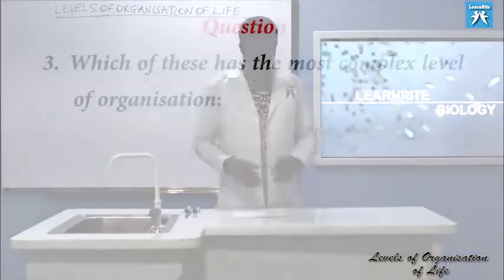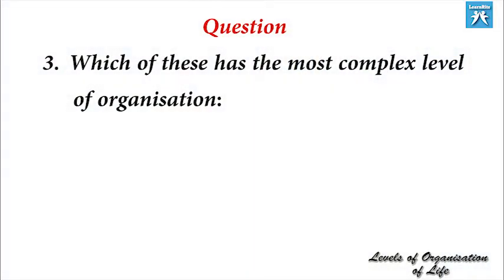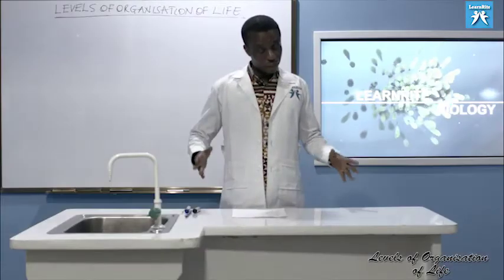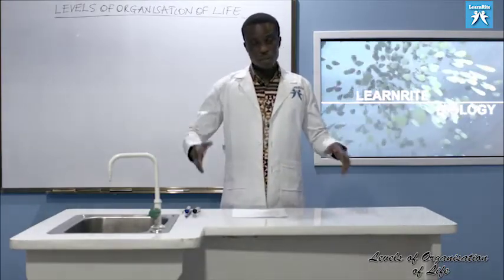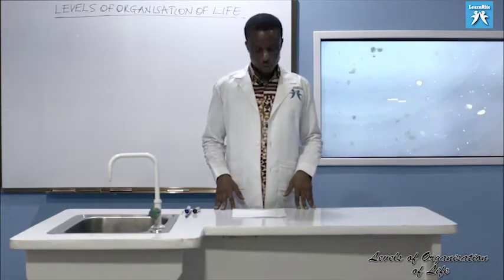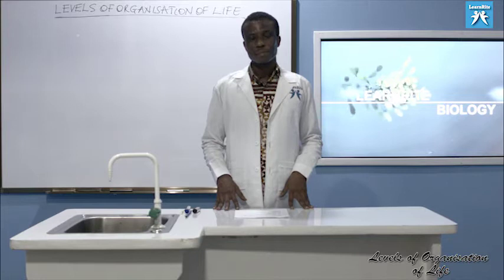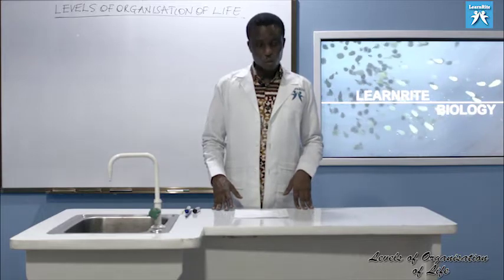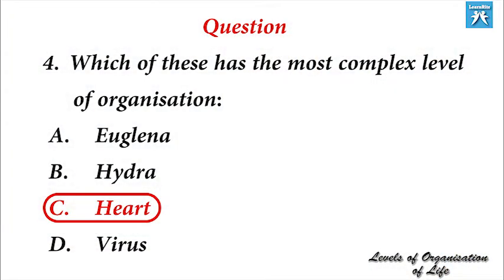Fine. Next question. Which of these has the most complex level of organization? A, euglena. B, hydra. C, heart. D, virus. We know hydra is an organism, a living thing. Euglena is an organism, unicellular organism. Virus is there. The heart. The heart is an organ. So it's the most complex. Exactly. So it's the most complex. The hydra is a tissue.